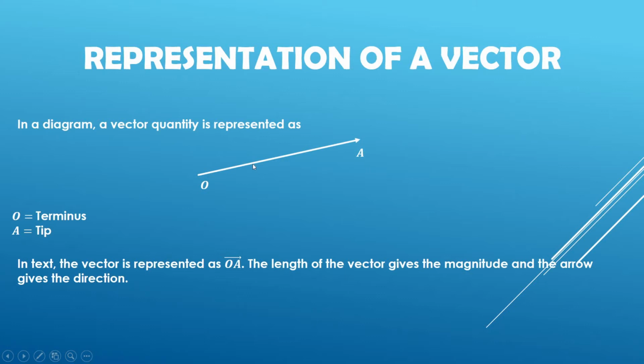How can we write this vector in our copy? We can represent this vector as OA with an arrow overhead, as I have already said in the previous slide. The length of the vector gives the magnitude. In coordinate geometry, we already know how to calculate the length of a line. In the same way, the magnitude of the vector is calculated.